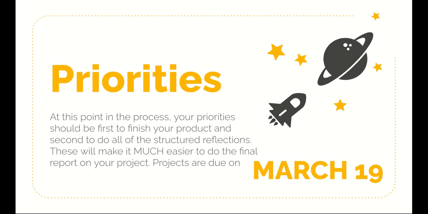At this point in the process, your priority should be first to finish your product, and second, to do all of the structured reflections. These will make it much easier to do the final report on your project. Projects are due on March 19th. The next 2 lessons will address the structure of the report and how to assemble extracts from your process journal in order to demonstrate your learning.